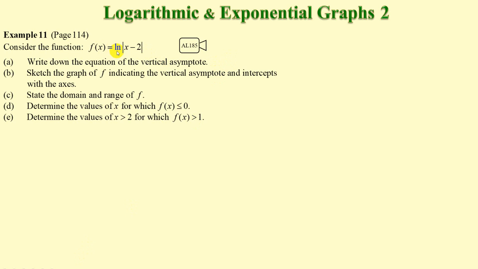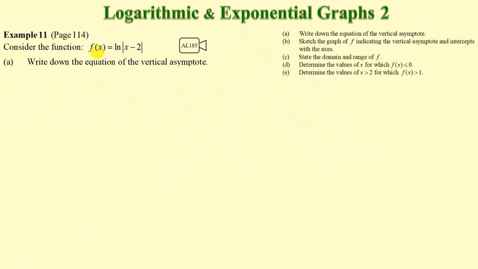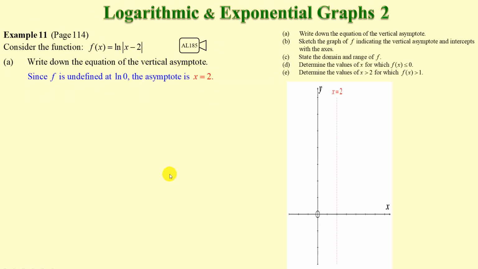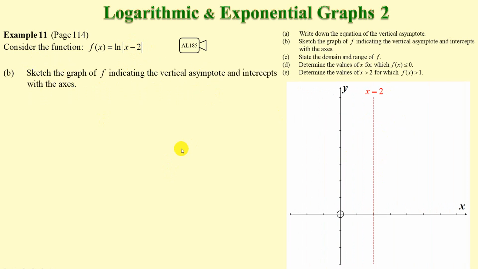Now we have ln of the absolute value of x minus 2. Now remember, with absolute value, the best thing is always to keep the definition in mind, which you'll see I do. So let's go on to the first one. We have to write down the equation of the vertical asymptote. So, well, f is undefined at ln of 0. So we need ln of 0. So x minus 2 must be equal to 0. So that gives x equal to 2.